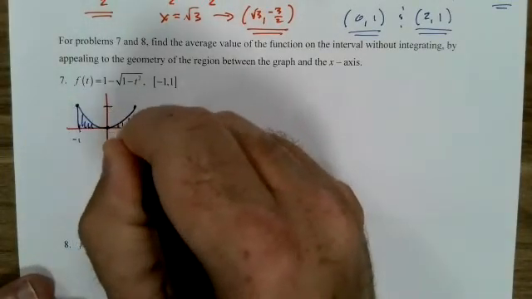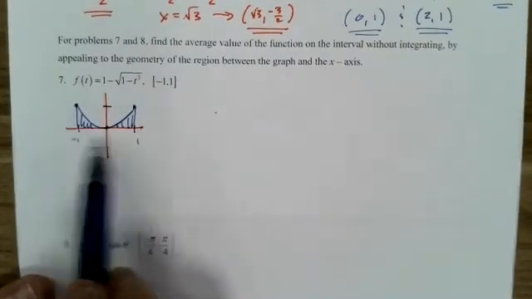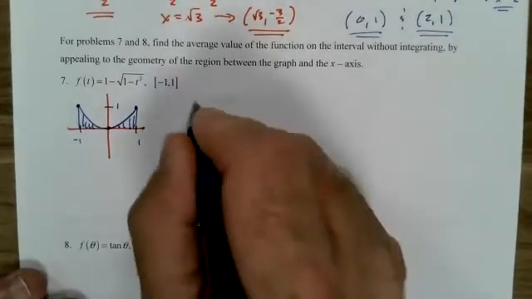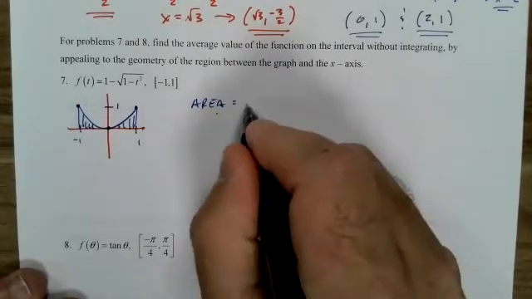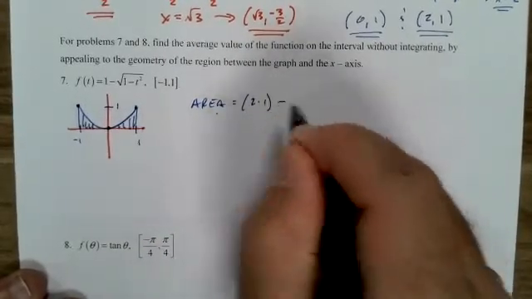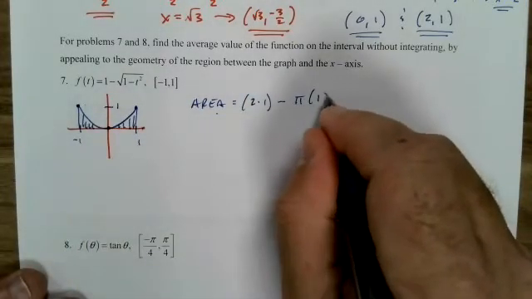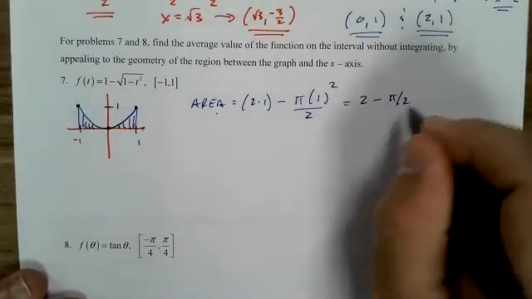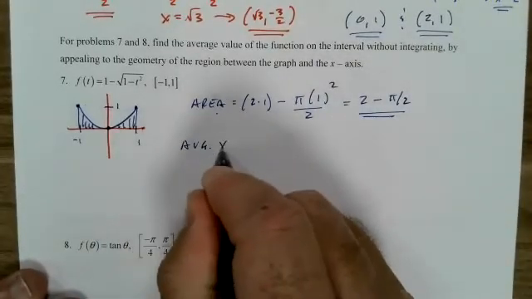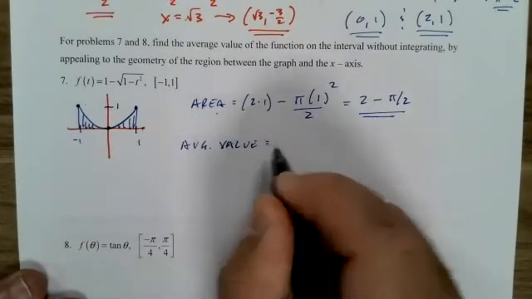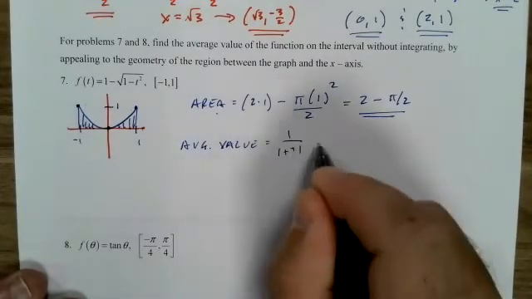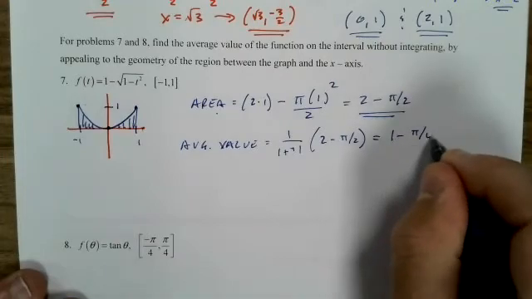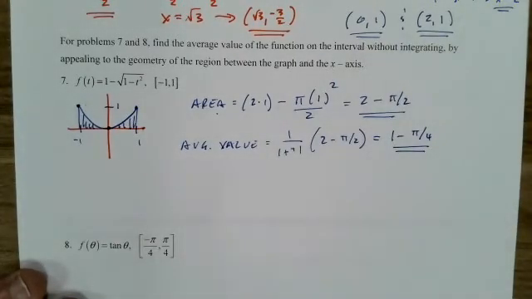So what's this area? Well, we're going to have to go the whole box. So that's 2 times 1 minus the half circle that's missing. That's just brutal. Area, right, the whole box, 2 times 1 minus pi r squared, where the radius is 1 over 2, equals 2 minus pi over 2. Average value equals 1 over 1 minus negative 1, times 2 minus pi over 2, equals 1 minus pi over 4. I'll leave it at that.